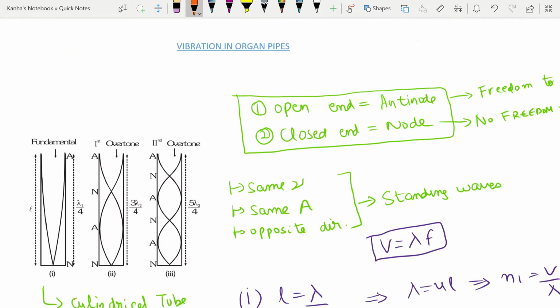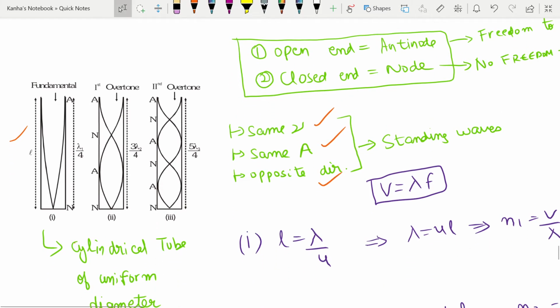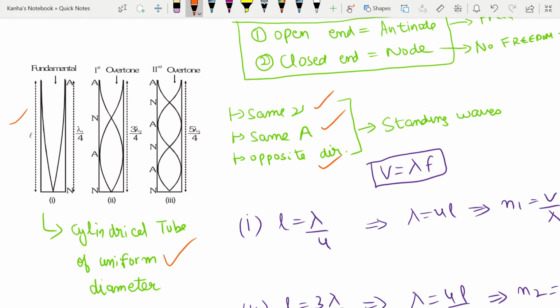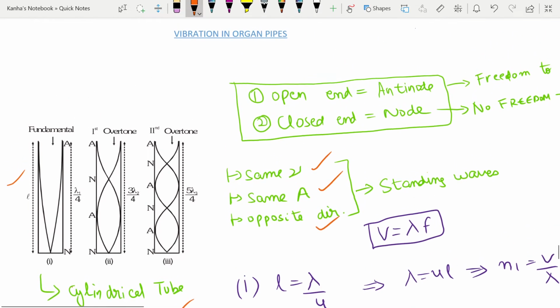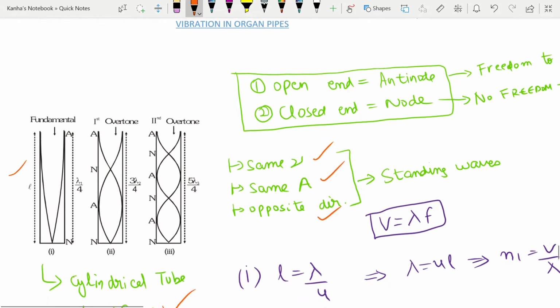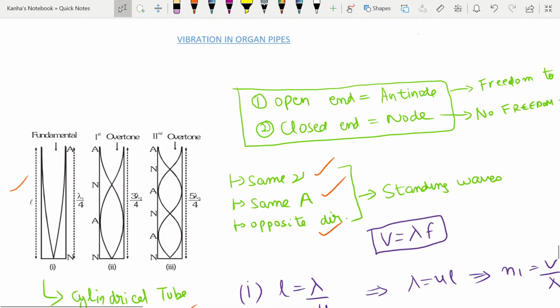Next, we look at the vibration in organ pipes. Here again, two longitudinal waves of the same frequency and same amplitude are traveling in opposite directions, and these will lead to standing waves. These waves are produced in air columns in a cylindrical tube of uniform diameter. In these cylindrical tubes there are longitudinal waves, or sound waves, or basically some vibrations inside, and these are air columns. So air is your medium.